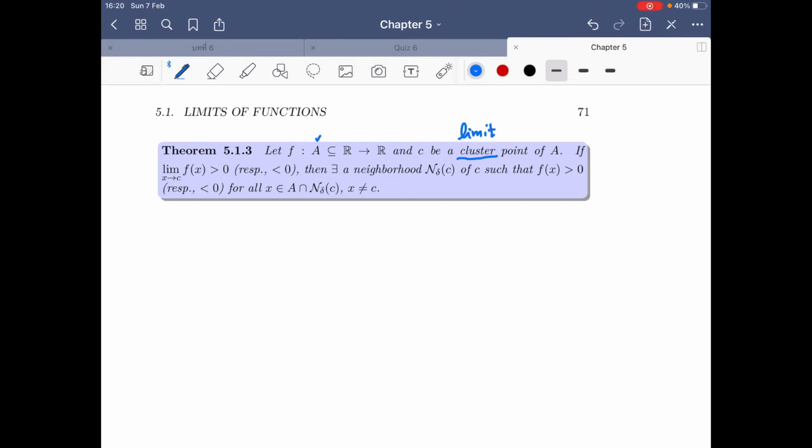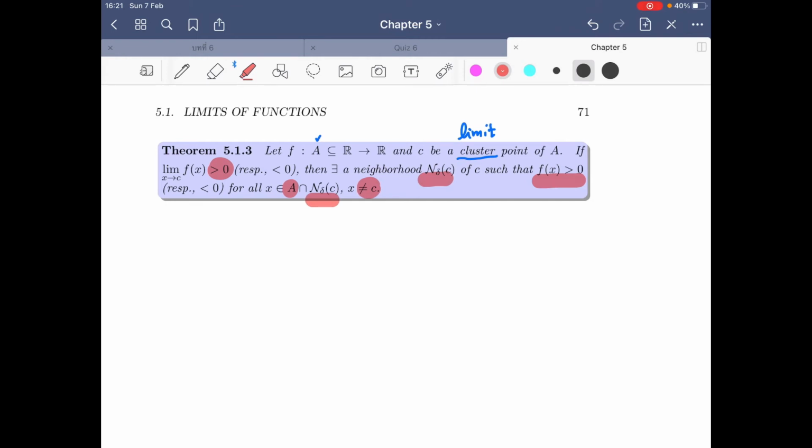If the limit of your function f(x) as x goes to C is positive, then we can find a delta neighborhood of the point C such that your function value is positive for all x inside this neighborhood. Of course, the x we are talking about should be inside the domain as well. However, we can take away that point C, but inside that neighborhood, the function values on A can be positive.